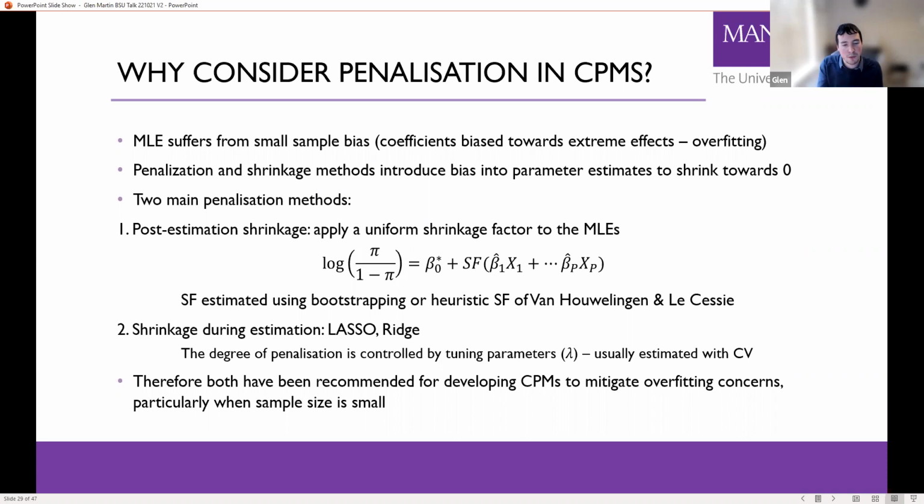The second approach might be more familiar, so that's penalized likelihood methods, essentially. So lasso and ridge or elastic net, where the degree of shrinkage or penalization is controlled by a tuning parameter or a hyperparameter, usually denoted lambda, which we estimate through cross-validation approaches normally. And both of those approaches, through that penalization, try and correct for this or mitigate against overfitting. And so they've been recommended in the literature when developing CPMs, particularly when the sample size is small.